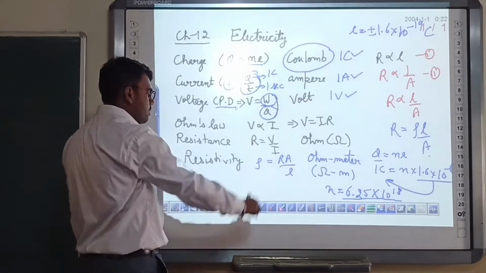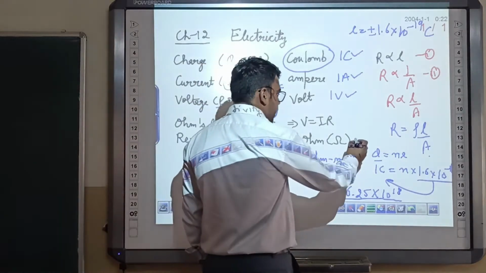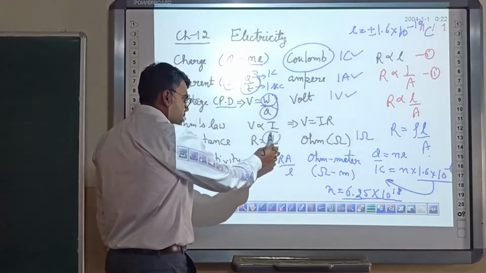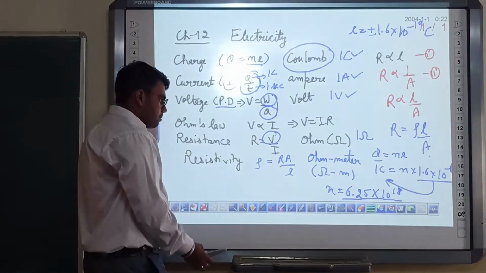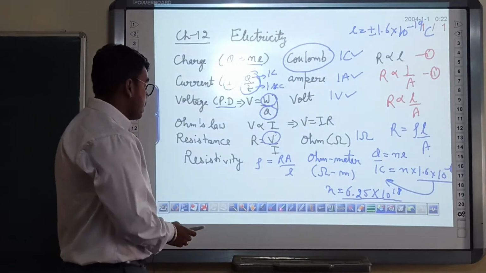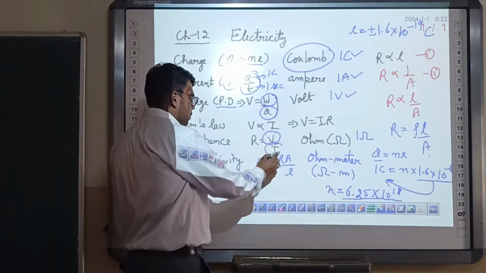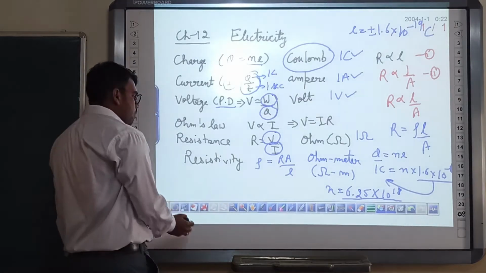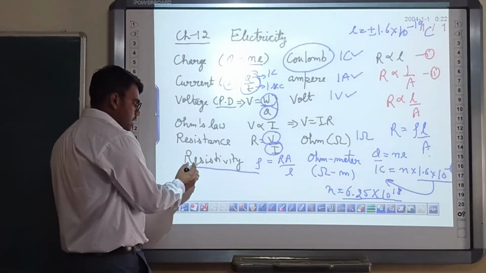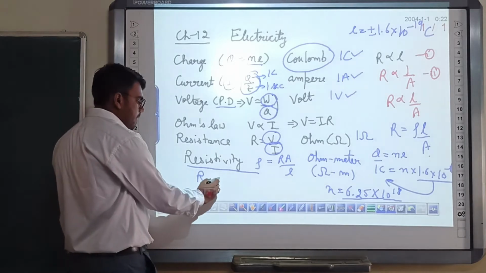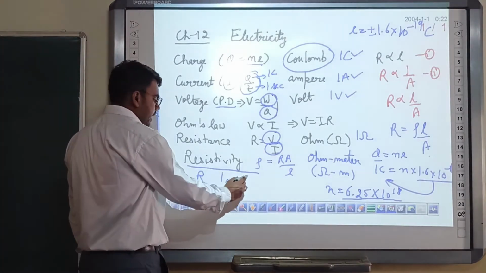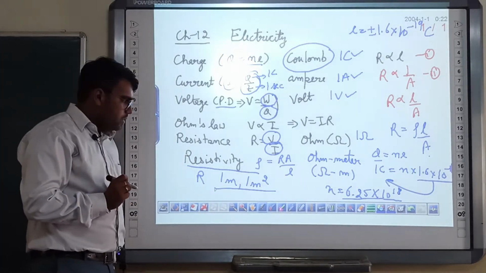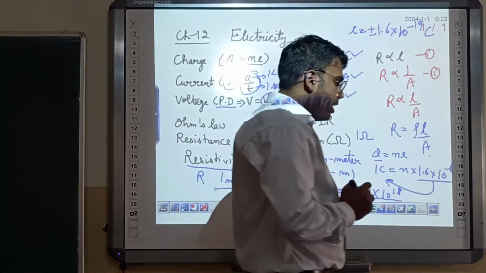Ohm's law, V equals IR. When will you say the resistance of a wire is 1 ohm? When 1 volt is applied across a conductor and the current flow is 1 ampere, we say the resistance is 1 ohm. And how will you define resistivity? Resistivity is the resistance of 1 meter length and 1 meter square cross section area. These were the topics we have discussed till now.